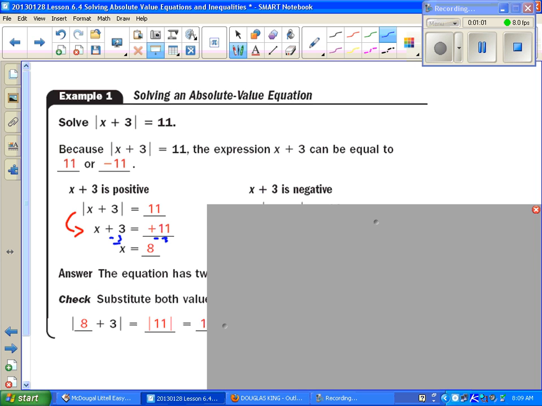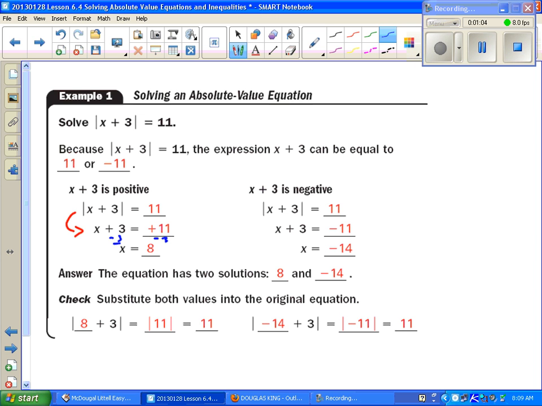When x plus 3 is negative, notice on this next step, you go from the absolute value of x plus 3, it leaves the absolute value symbol, and positive 11 in this case becomes negative 11. You still do the same steps. You get rid of plus 3 by subtracting it. Except when you subtract 3 on this side, this time you're going to have negative 14 instead of positive 8. So x equals negative 14 or x equals positive 8. You have your two possible answers here. And you can see the answer has two solutions, 8 and negative 14.